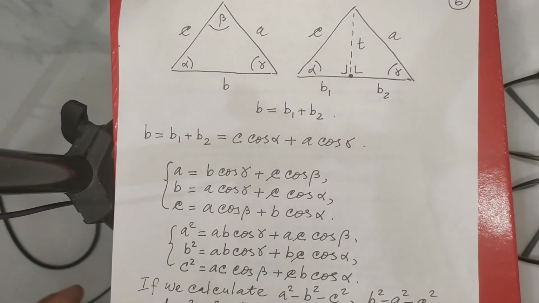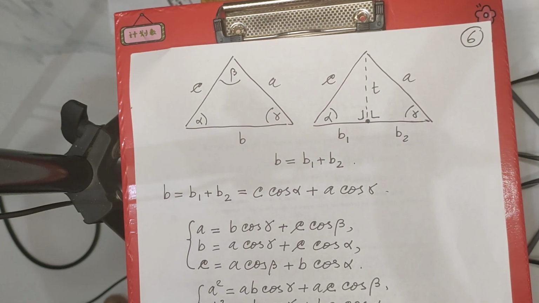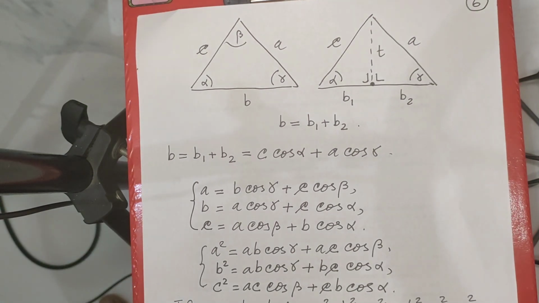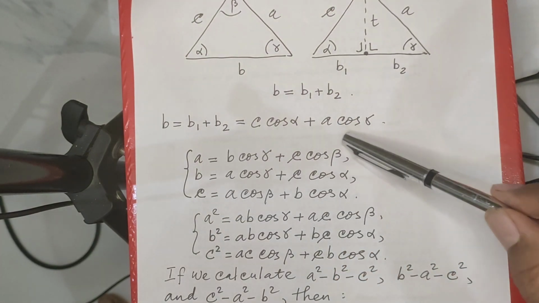The next, we come to the simple elementary properties of triangle. We know that B equals B1 plus B2, which is equal to C multiplied by cos alpha plus A multiplied by cos gamma. So, since alpha, beta, gamma are less than 90 degrees, our first result about B has corresponding results in this set of formulas.